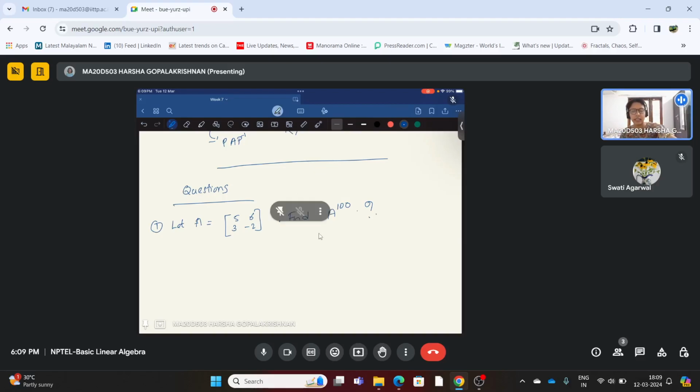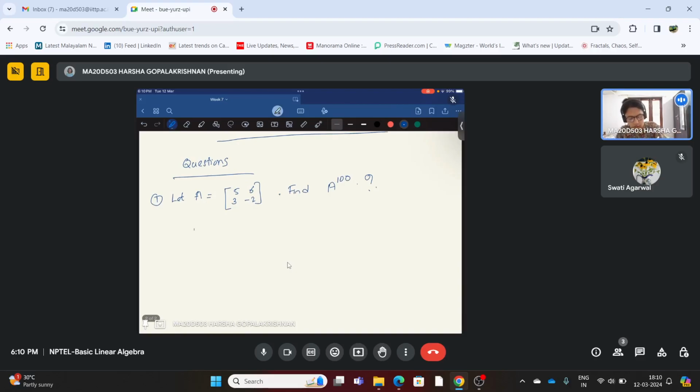Do you have any idea how to find A power 100? As told in the lecture, A raised to 100 is equal to P D raised to 100 P inverse. Once we find D, it will be just a multiplication of the diagonal elements. Yes, but if A is not diagonalizable, it won't be that easy. So what we need to check is whether A is diagonalizable or not.